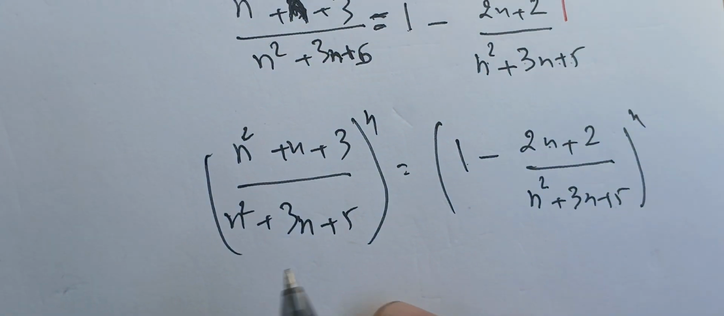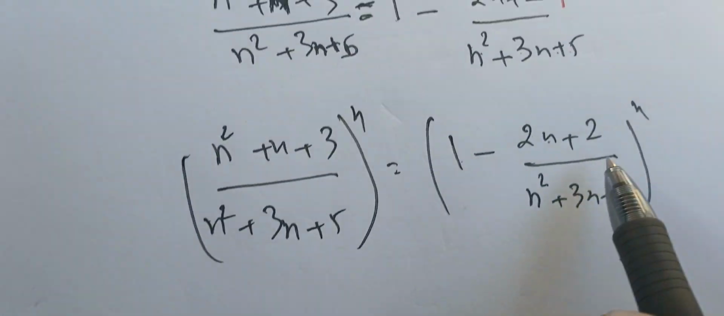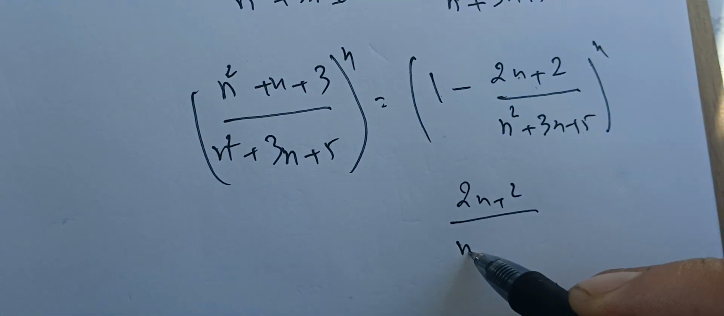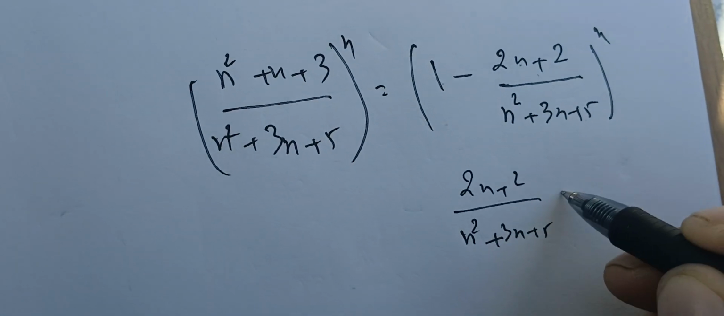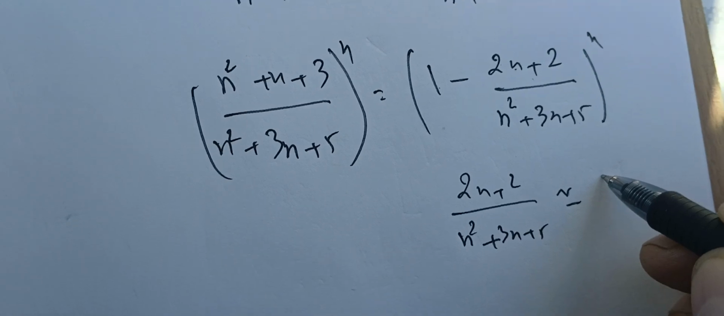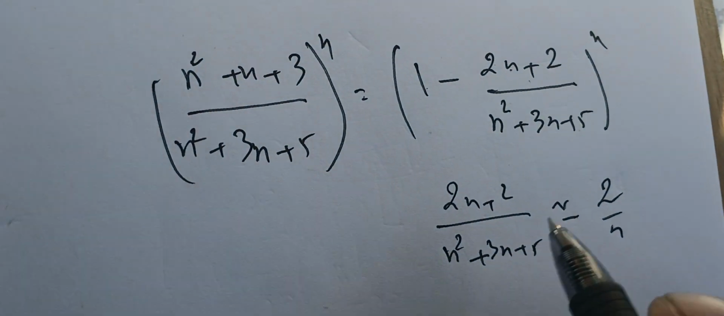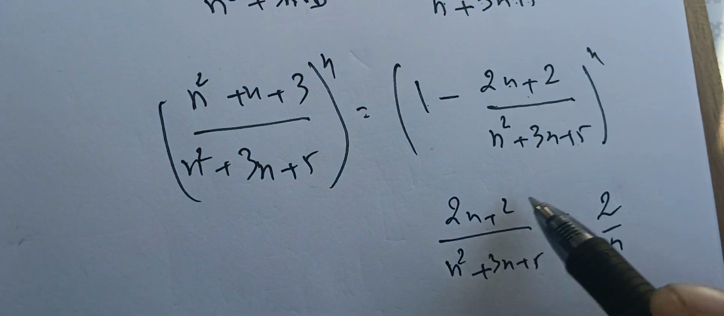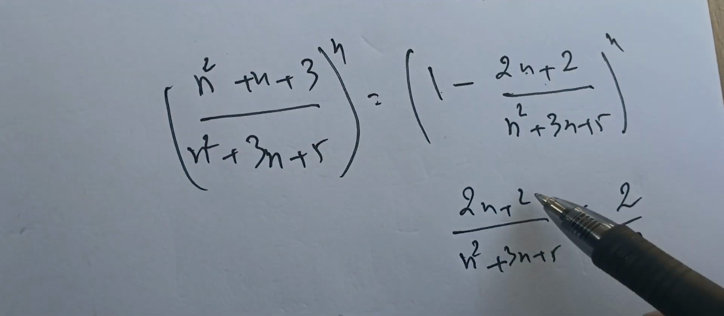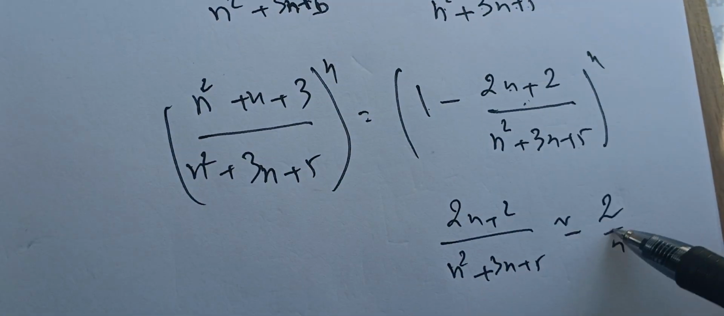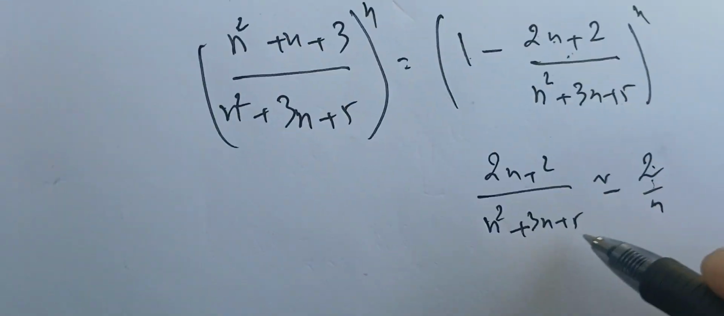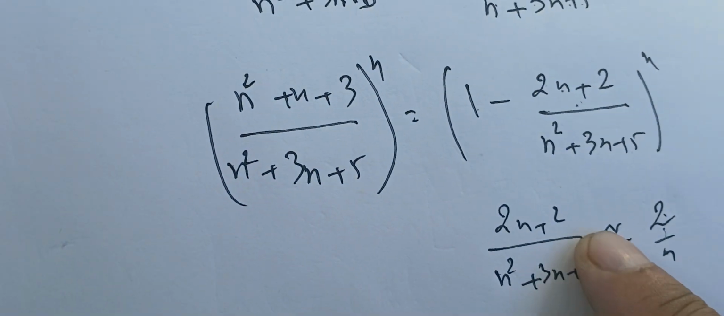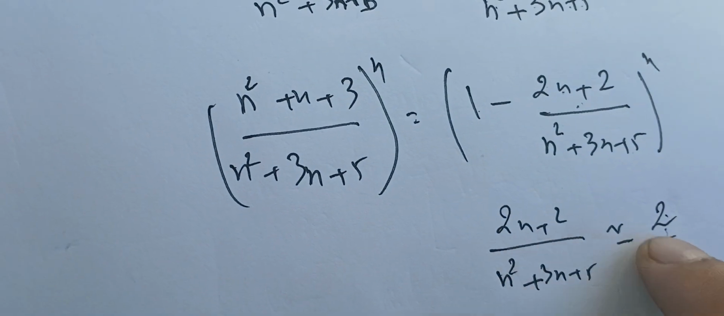We have to use some equivalent form of this one. So 2n plus 2 over n squared plus 3n plus 5 is equivalent to 2 over n. Why? These two are equivalent if we divide and get the limit 1. So I think we can replace this one by just 2 over n. They have the same limit, either they are both convergent or divergent. So equivalency is the good thing to go.